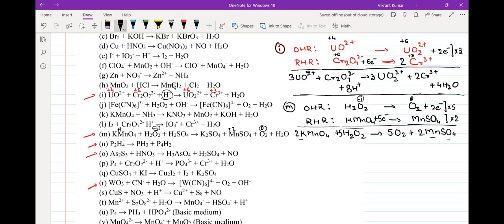For K, we have K2SO4 on the right side. That's why I need to put one K2SO4 on the right side so that K gets balanced. What about Mn now? Mn is already balanced. What about sulfur now? How many sulfur on the right side? 3. One here, 2 here, so 3. We have 3 sulfur, so we need to put 3 H2SO4 on the left side. And now we have balanced K, Mn, S, but H and O are remaining.